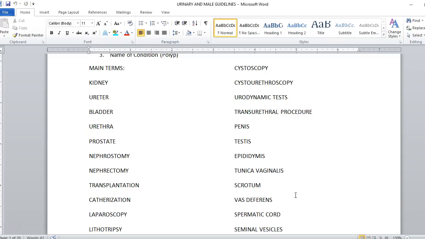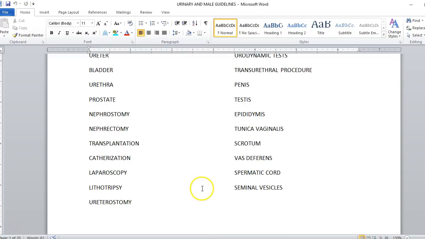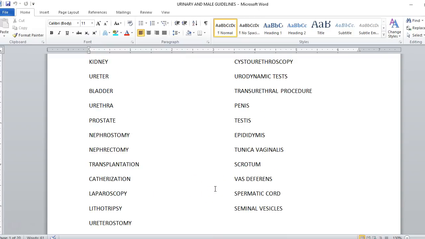We're also going to see things again for nephrostomies, for new openings, nephrectomies, for removals, transplantations, getting a new kidney, catheterizations, which we do of the ureters, and laparoscopy, again, lots of surgeries can be done through the abdominal cavity here. A lithotripsy: the most common place that we hear of when it comes to getting stones in the body is in the kidneys, and that's what we do to break them up.